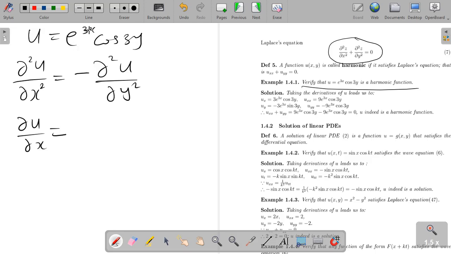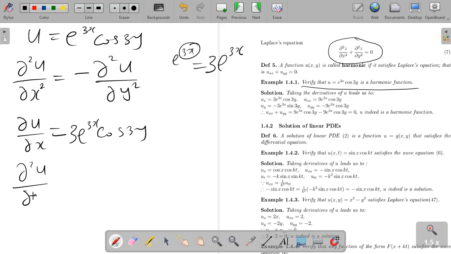To differentiate with respect to x here, if you have exponential 3x, the differentiation means differentiate here and bring it to the back. So differentiate 3x is 3. So bring the 3 back and repeat the same thing. Very simple. Okay, so the differentiation of this will now be what? 3 exponential 3x, repeat the rest, cos 3y. Okay, so let's get the second derivative. Partial squared u over partial x squared. The second derivative is going to be differentiate here again. You have 3, bring it to the back. 3 times 3 will give you 9 exponential 3x cos 3y. Okay, that's the second derivative.